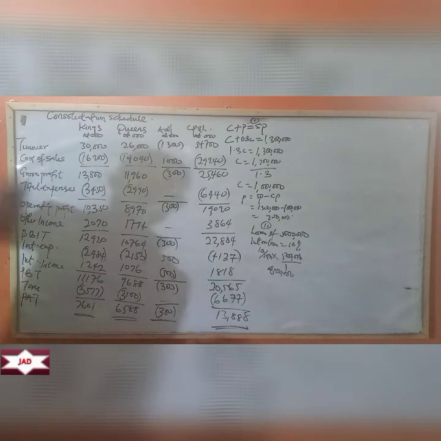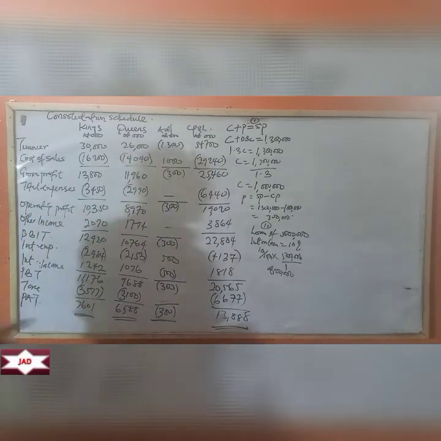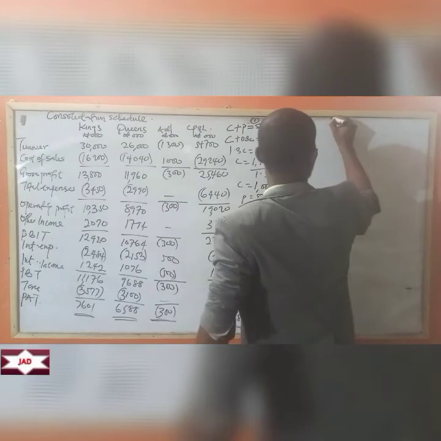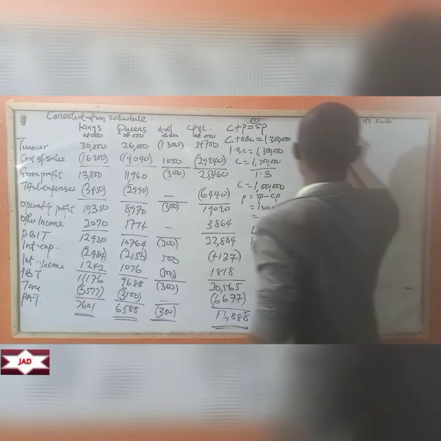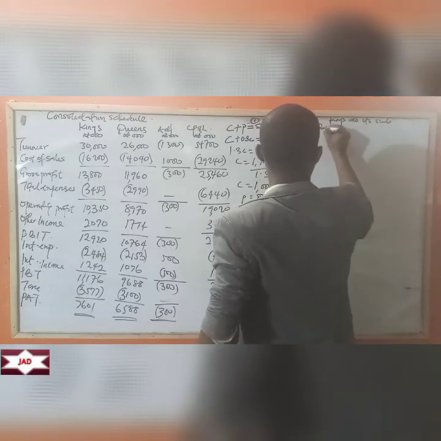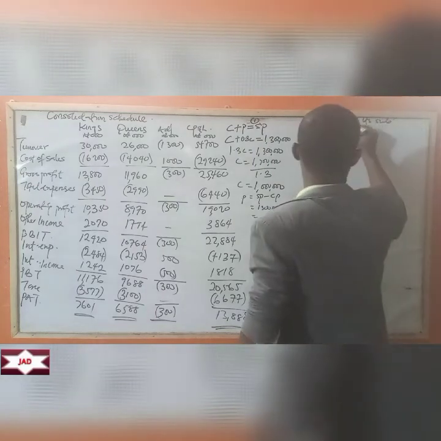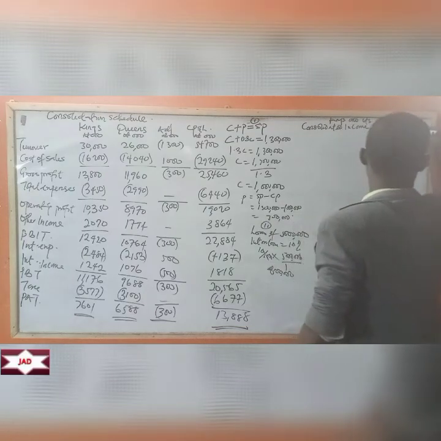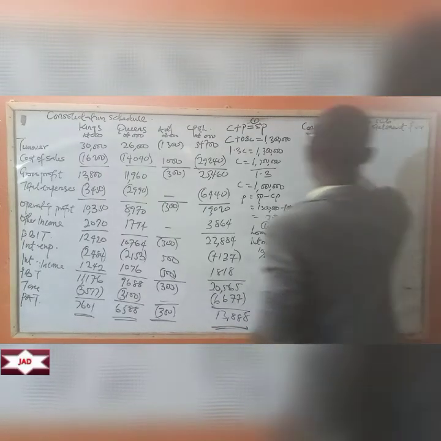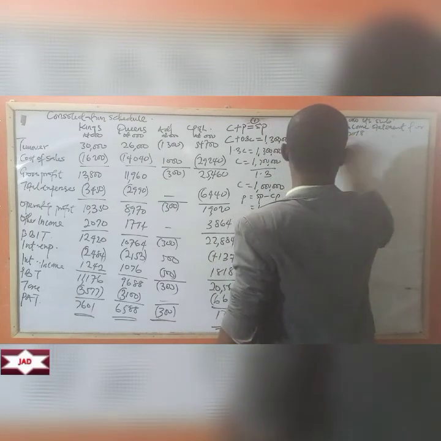So at this level, we're going to go ahead and prepare the consolidated income statement, right? So let's go. We have Kings and its subsidiary. Consolidated income statement for the year ended 31st December 2018.